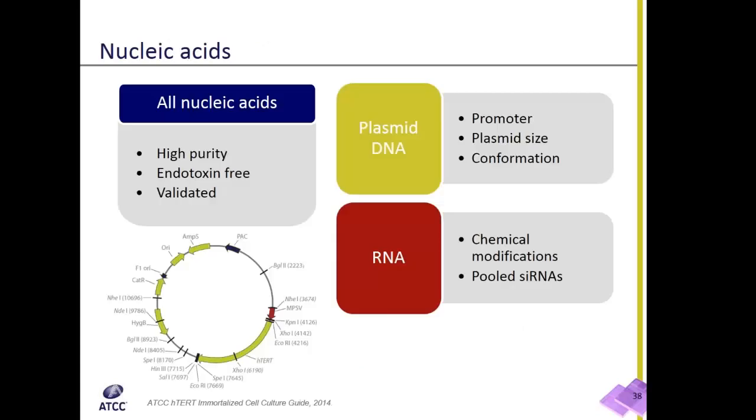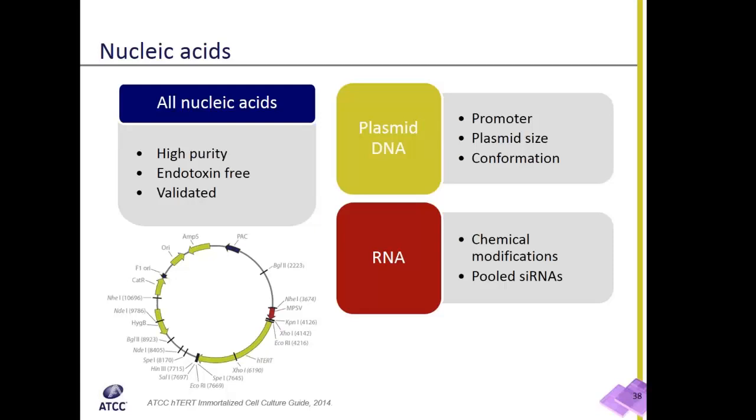Regarding nucleic acids, for a successful transfection, the nucleic acid should be of high purity and endotoxin-free. The nucleic acid should also be validated for full-length sequence. For plasmid DNA, one should try several promoters, as a promoter's effectiveness often depends on the cell type. CMV and EF1 alpha are generally considered to be strong, good all-around promoters, and therefore a good place to start. Plasmid size is also a concern, as large plasmids, those greater than 15 kb, may not be as effectively delivered as smaller plasmids.